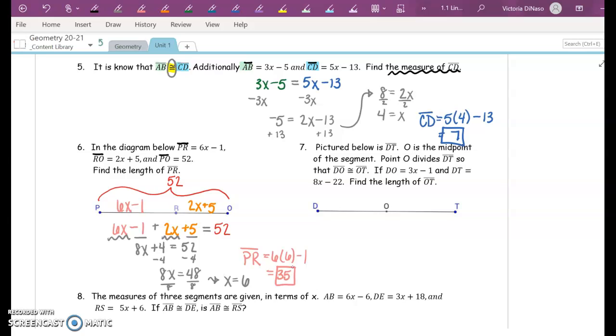And number 7 pictured below is segment DT. O is the midpoint of the segment. Point O divides DT so that DO is congruent to OT. So there we have the congruent symbol. I'm going to go ahead and circle that. It says if DO equals 3x minus 1, so I'm going to write in that DO is 3x minus 1. And then it says that DT is 8x minus 22, which is the whole segment.